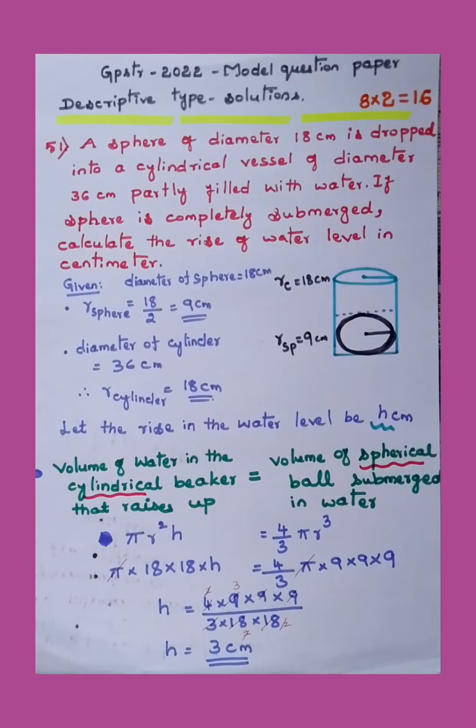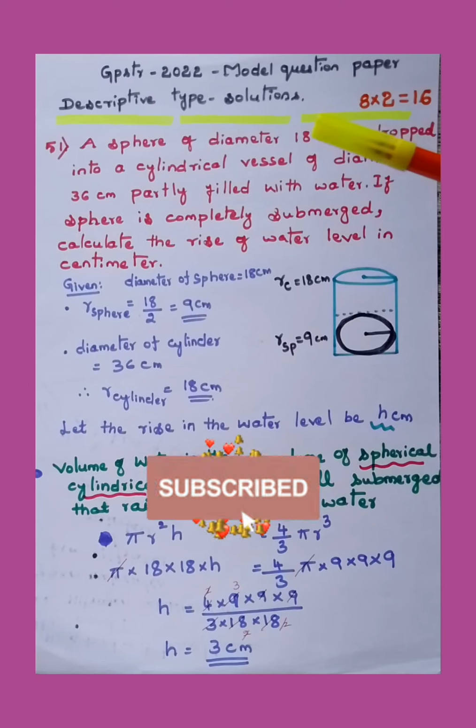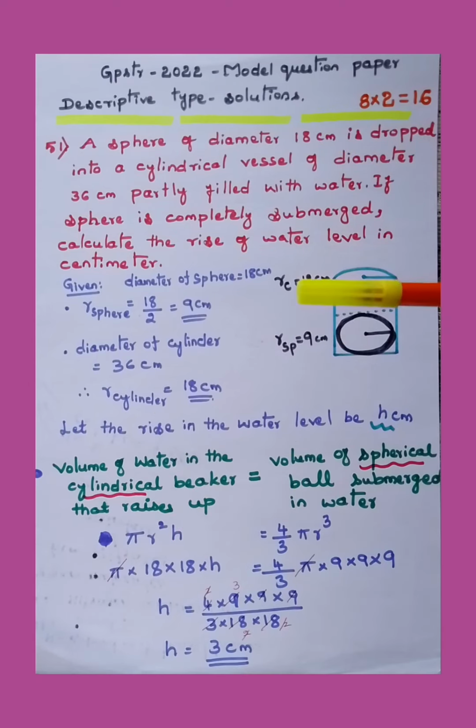In this video, we shall continue to analyze the model question paper of GPSTR exam 2022 of Maths and Science subject. Already we have solved multiple choice questions from question number 1 to 50. Link is given in the description box. Kindly check it out if you have not watched those videos. Now we shall continue with 2 marks questions in this video. Hope this will be helpful for you.